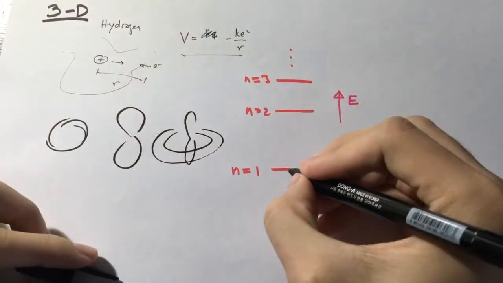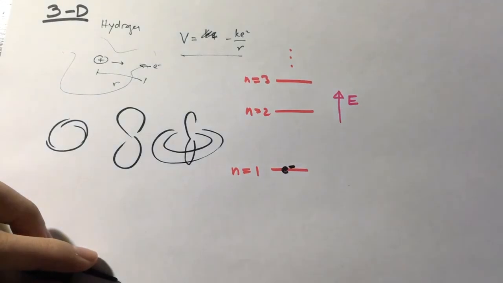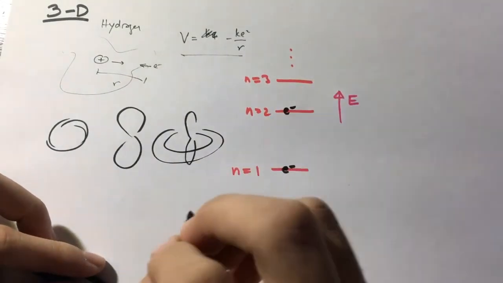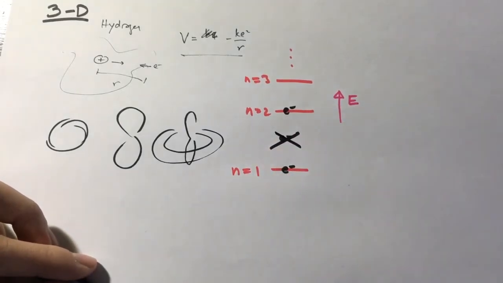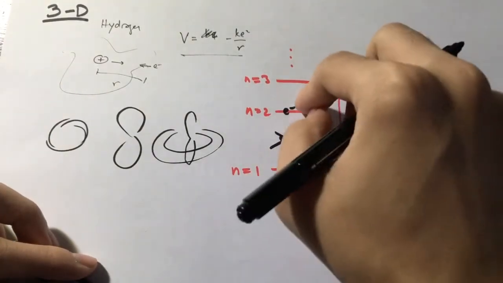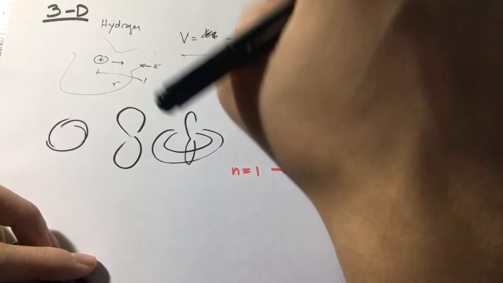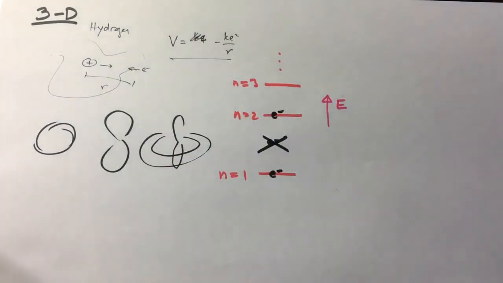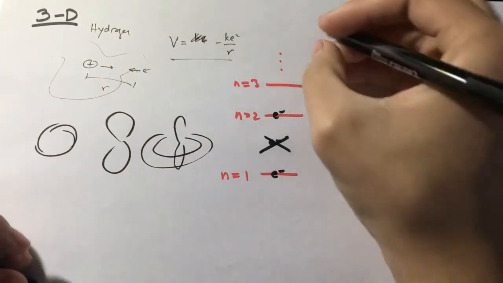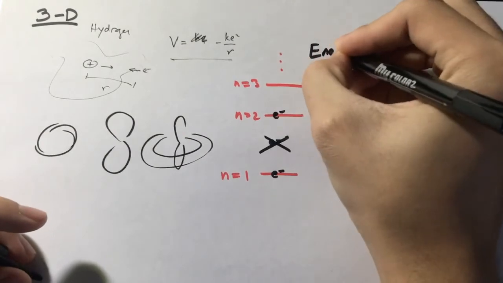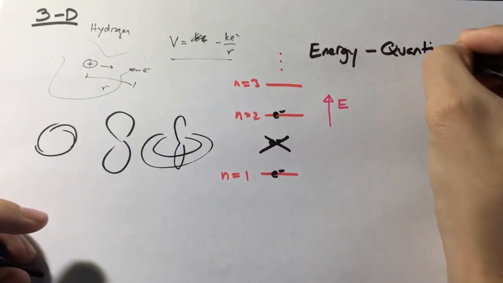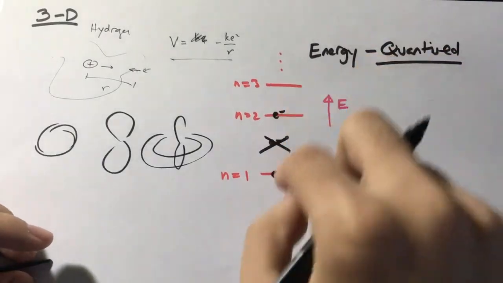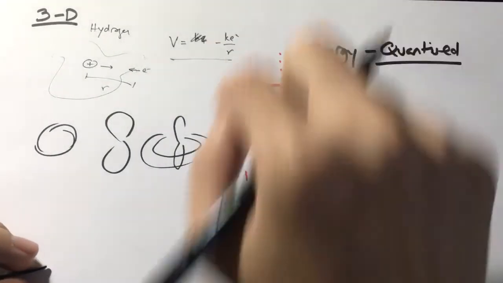In other words, the electrons can have this energy level, or the electrons can have this energy level, but the electrons cannot have this energy level right in the middle. It cannot do that. It can only exist at very discrete points of energy. And that's the whole idea of quantum mechanics, that the energy is quantized. In other words, they are in very fixed positions.